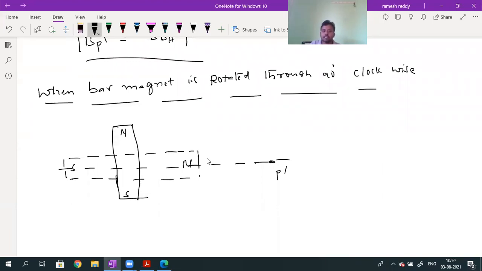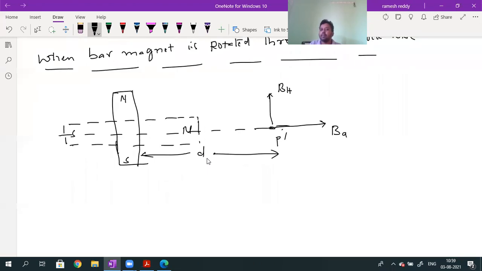So what is the distance of the point P dash from the center? I will call it D dash. At this point, you already know the horizontal component of the magnetic field direction will be like this. Now the magnetic field due to the bar magnet: this point P dash is lying on the axial line. So this is the magnetic field value on the axial line. So what is the resultant magnetic field value at P dash?